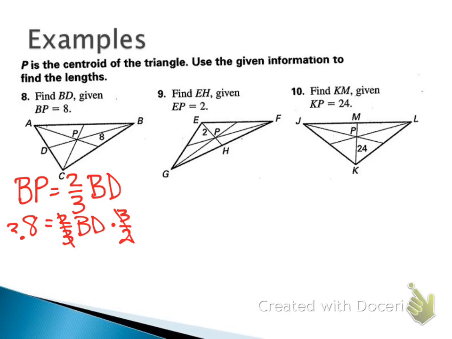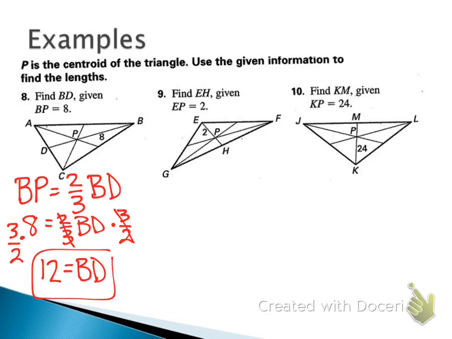We still have to multiply by 3/2 on the other side. So we are taking 8 times 3/2. Did anybody calculate that yet? 12. 8 times 3 is 24, divided by 2 is 12. So BD has a length of 12.